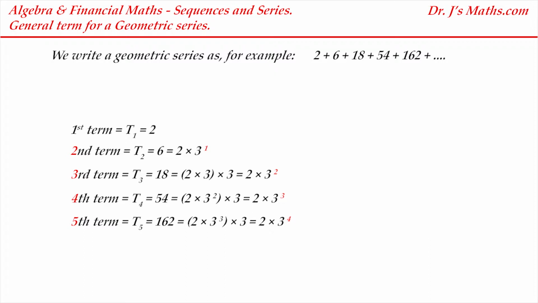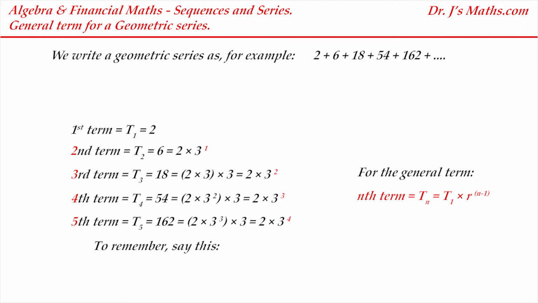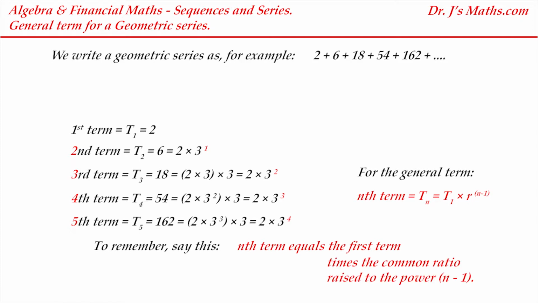So we're looking at the pattern of the term number and the index for the common ratio. And there's a 1 difference. So we can say for the nth term, Tn, we've got the first term, T1, times the common ratio, r, to the n minus 1. So to remember it, say it pretty much like I've just said there, because for me that's going to be automatic. The nth term equals the first term times the common ratio raised to the power n minus 1.